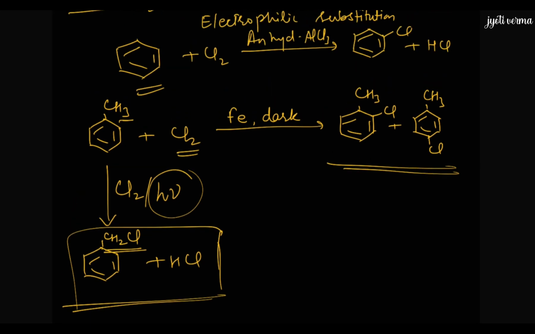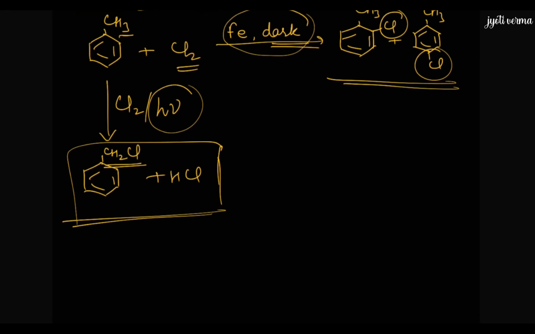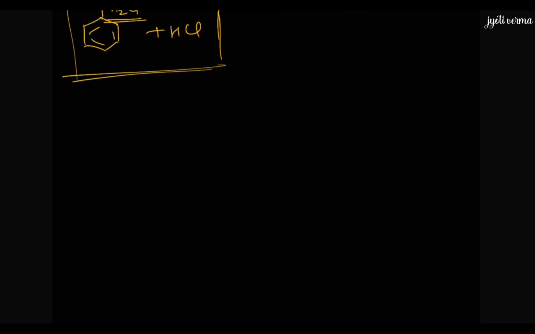While if we carry out the reaction in presence of a catalyst, in presence of dark, or you can say in absence of sunlight, then it will be an electrophilic substitution, it will be a ring substitution. So that is how we can prepare it. Now there is another method also, like we can prepare by Sandmeyer's reaction.